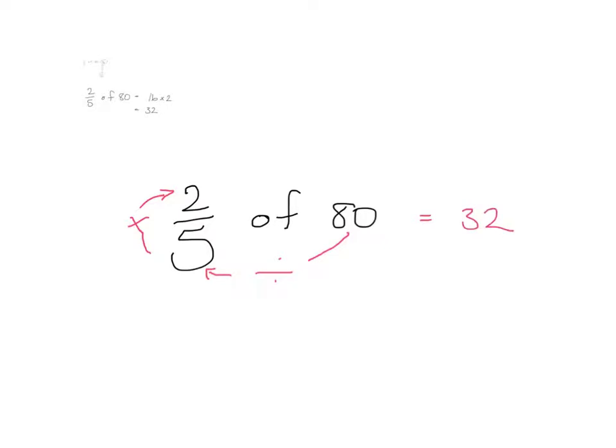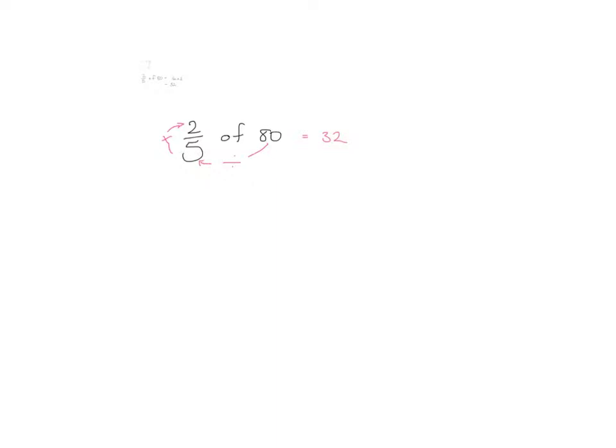Let's look at another example quickly. Let's look at 3/4 of 40. Okay, easy. We take 40, we divide it by the denominator. 40 divided by 4 is 10, and then we multiply by 3, the numerator. 10 times 3 is 30.